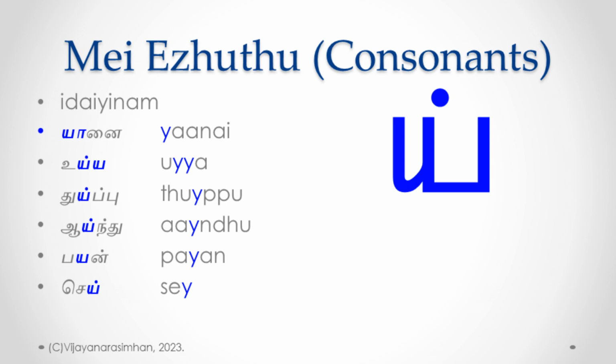For these 4 letters, the maximum of 3 consonant cluster is permitted, but only in a special way. It cannot appear in all combinations. So here you can say y can appear in tuippu, ஆய்ந்து.